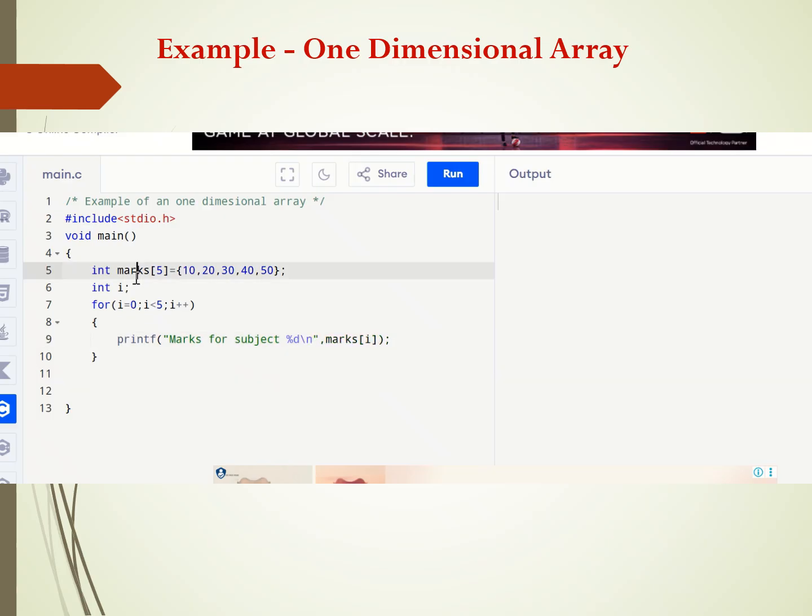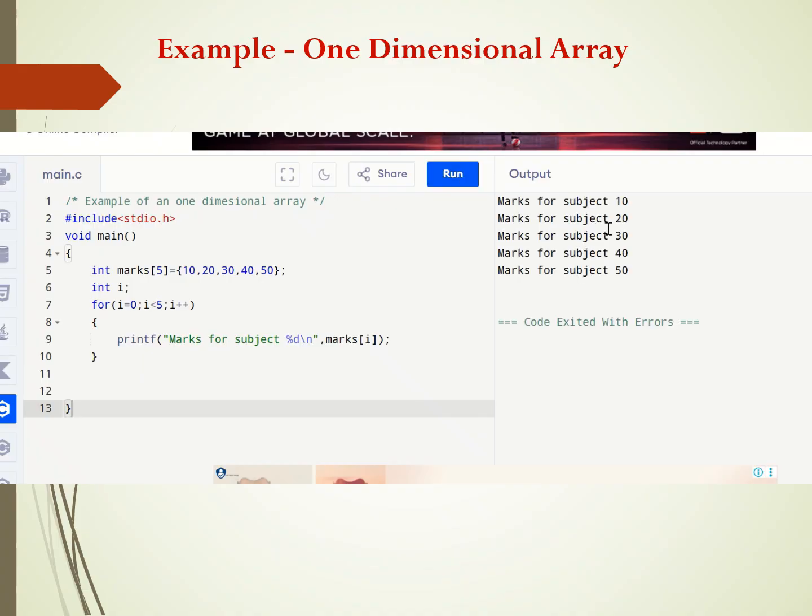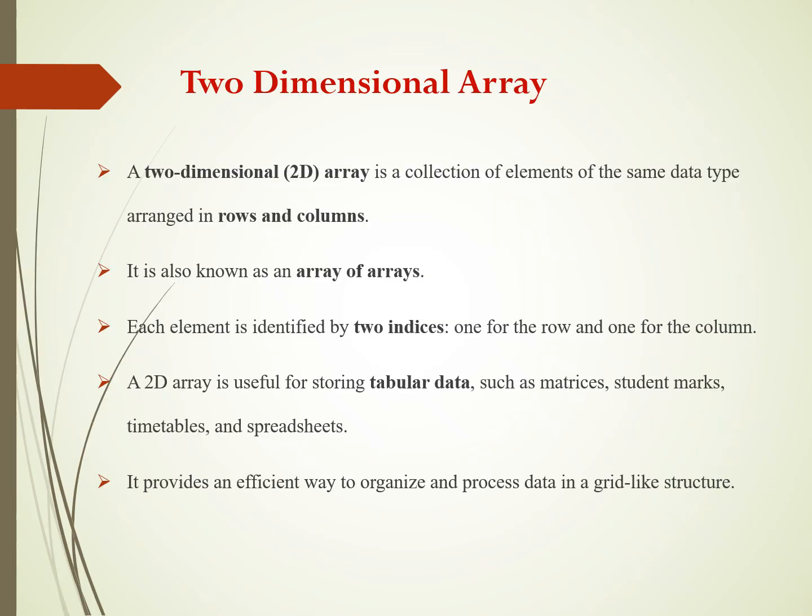Look at here, we have declared the array marks, size is 5, we have initialized the array, and we want to print the array, so here I use a for loop. Initial value is 0 up to 5. Now I am running this program. Look at here, the marks are displayed over here. I hope all of you understand this. Okay, until now we have learned one-dimensional array.